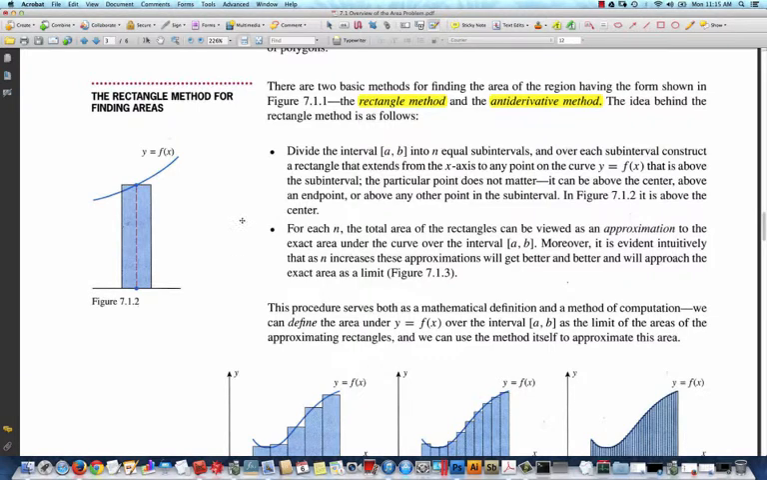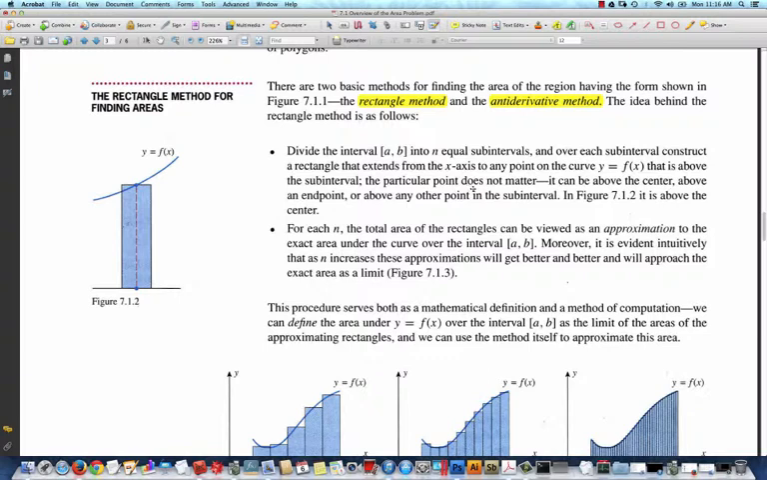There are two basic methods for finding the area of the region having the form shown in the following figure, 7.1.1: the rectangle method and the antiderivative method. The idea behind the rectangle method is as follows. Take some closed interval and divide it into n equal subintervals, and over each subinterval construct a rectangle that extends from the x-axis to any point on the curve y = f(x) that is above the subinterval.